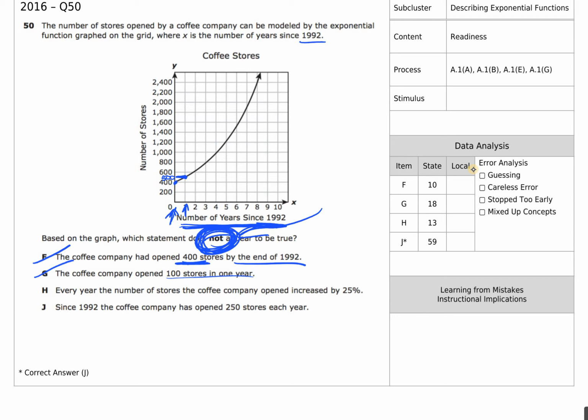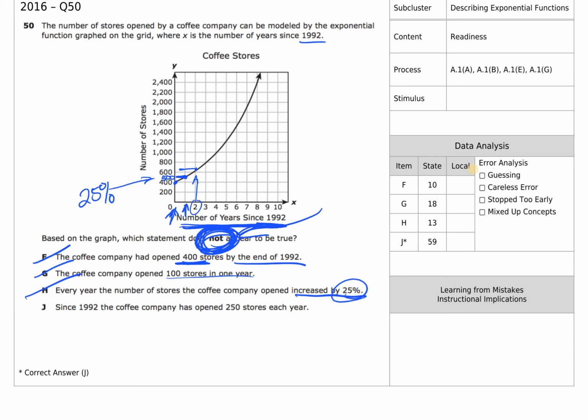H, every year, the number of stores that the coffee company has opened increased by 25%. So we're trying to see what was the growth rate. Well, we've seen 1 went from 400 to 500. How much growth is that? Well, 25% of 400, 1/4 of 400 is 100, and 100 plus 400 is 500. So that did grow by 25%. We can see that that is 25% growth. And we can keep checking at 2, what do we think it is, and see, but it is indeed 25% growth.